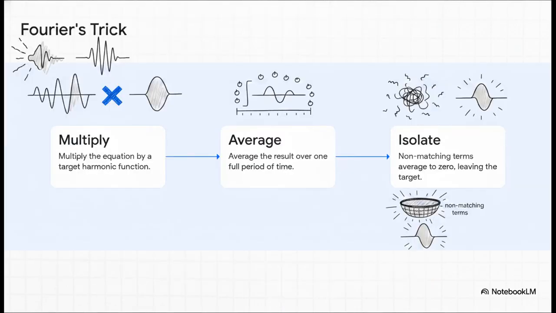But how do we actually find those ingredients without getting completely buried in intense calculus? Well, Fourier used this brilliant mathematical sieve. It's a clever little three-step trick. First, you multiply the complex wave's equation by a specific target harmonic. Second, you just average that result out over time. And because of how the math of sines and cosines works, step 3 honestly feels like pure magic. All the non-matching terms just mathematically drop to zero. Boom, gone. The absolute only thing left standing is the exact amount of the specific harmonic ingredient you were searching for.